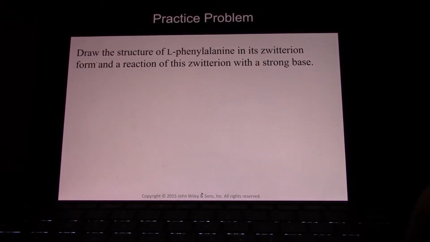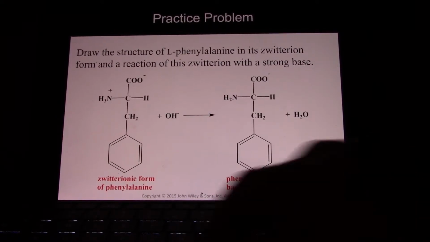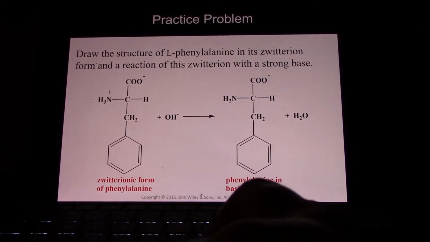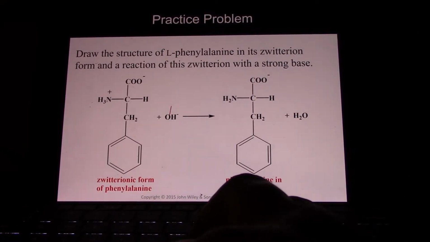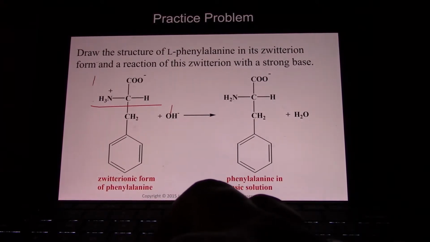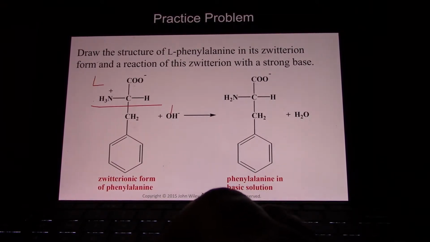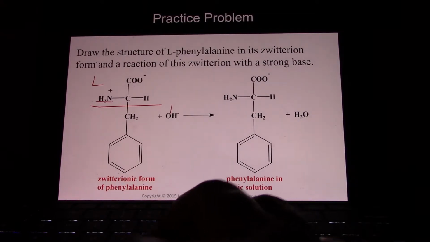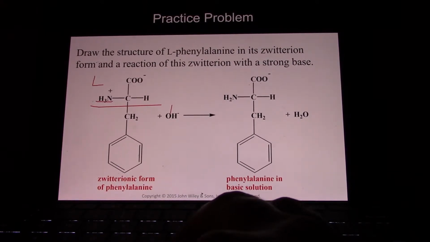So draw the structure of L-phenylalanine in its zwitterion form. Well, here we have D-phenylalanine. Oh, sorry, that's L because the amino group is on the left, like in the L form. And here we have our zwitterion. And now if it reacts with a really strong base, you'll remove this proton from the amino group and you end up with a negative charge.